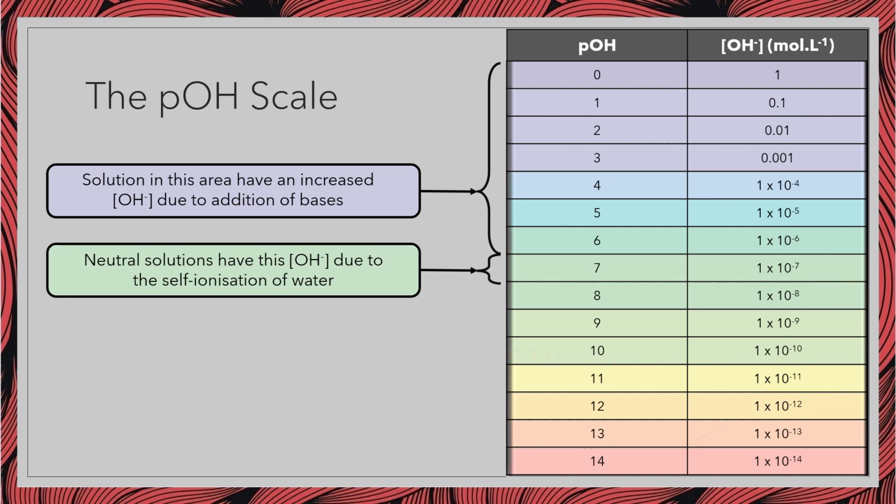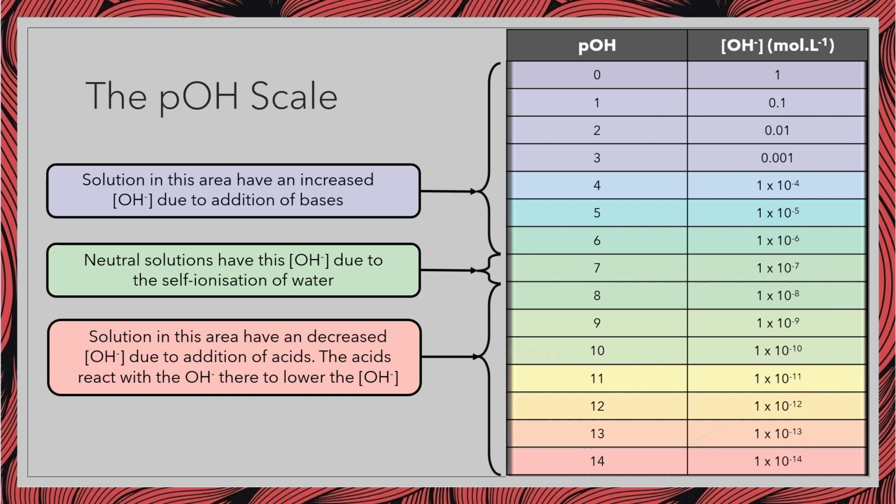Our middle is a pOH of 7, which is where we have that self-ionization of water. And solutions in the bottom area have a decreased hydroxide ion concentration due to the addition of acids. The acids react with the hydroxide ions there to lower the concentration of it.